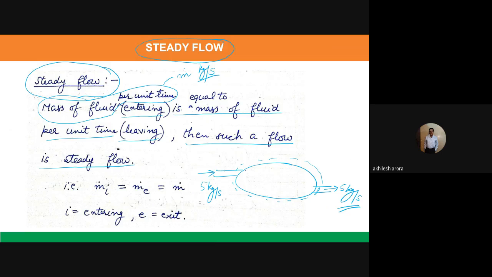So in steady flow, I say that this is the mass which is entering denoted by subscript i, and the mass which is leaving is shown by e. E stands for which is exiting or leaving the system or the control volume. So I say for steady flow, m_i dot is equal to m_e dot, and I can say that it is equal to m dot because the value is same whether it is entering or leaving. So i stands for entering, e stands for exit. So mass entering is equal to mass leaving in case of steady flow.